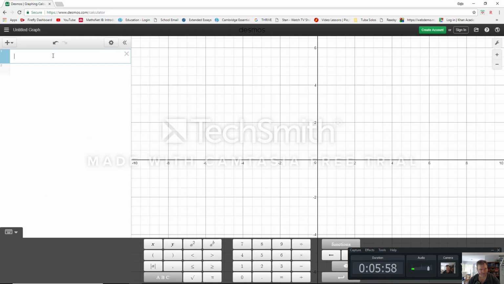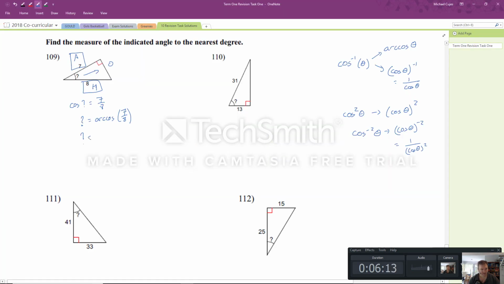And we want arc cos of 7/8. And you'll see that Desmos likes the arc cos notation as well. So 28.955, so approximately 28.96 degrees.